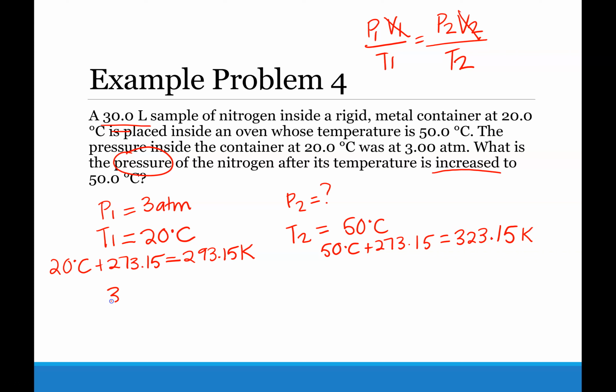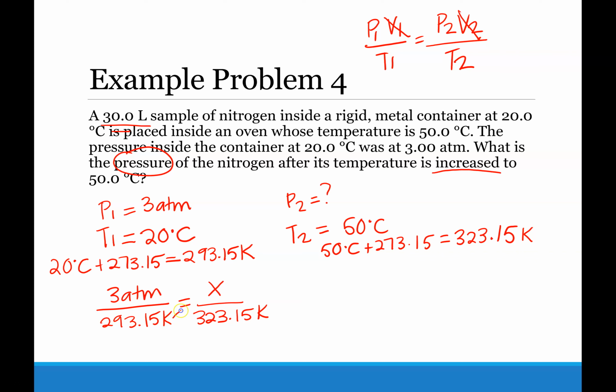So now we're ready to put this into our formula. P1 is 3 atm, and atm is the correct units that I want y'all to use for this. T1 is 293.15 Kelvin equals P2 is X, or you can call it P2 if you want to, that's fine, divided by T2, which is 323.15 Kelvin. Last time I worked it where we handled the fraction and then we handled the other side after that. This time I'm going to go ahead and cross multiply to show y'all how to do that in case you haven't had that in algebra yet.